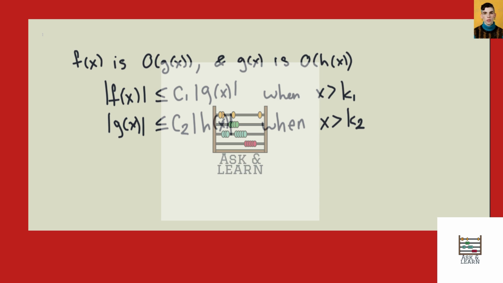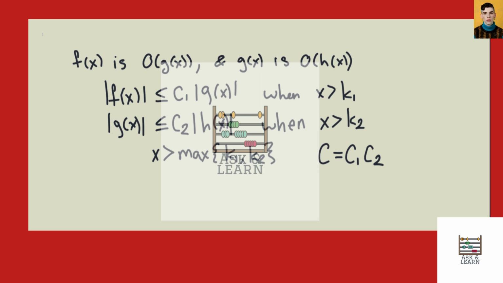All right, and so for convenience, right, we will choose, say, let x be larger than whichever k is largest. All right, and we'll choose a c such that it is equal to the product of c1 and c2.